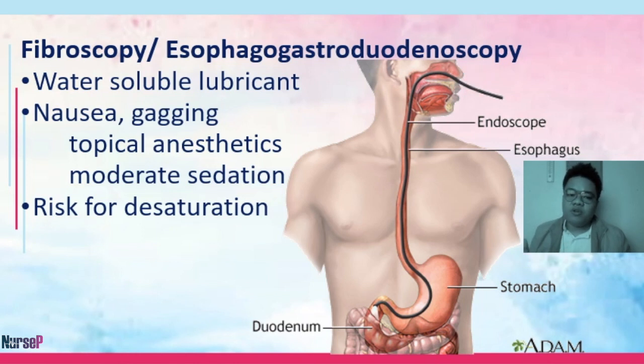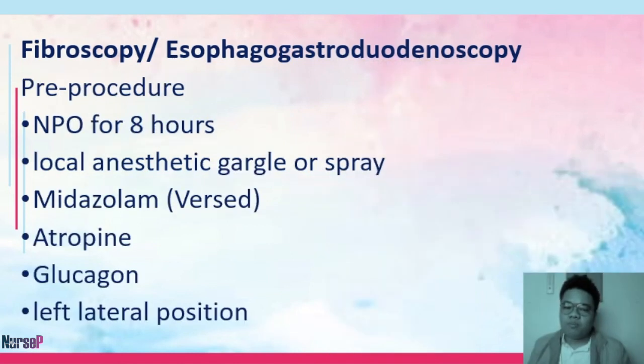So, for that reason, topical anesthetic such as your lidocaine is given and then moderate sedation through IV is done to your patient. One risk for your patient is desaturation. So when I say desaturation, there may be a possible decrease in the oxygen saturation of your patient. For that reason, patients undergoing EGD are attached to your pulse oximeter. So prior to the procedure, what are your preparations?